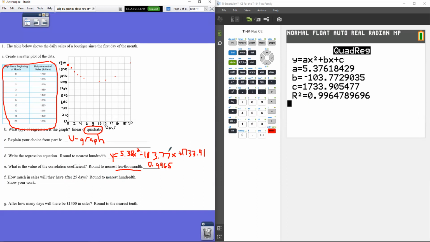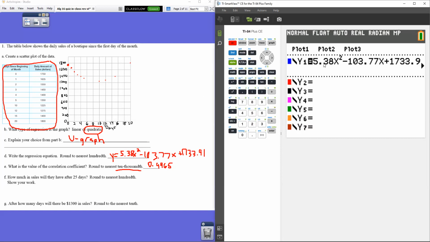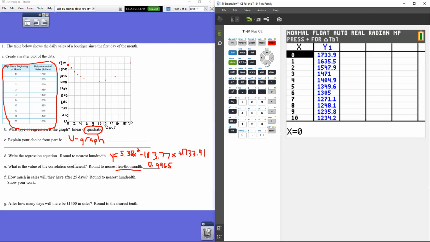How much will they save after 25 days? So after you have your equation here, you need to type it into your y equals. To save a little time, I already typed it into my y equals. So now that it's in my y equals, I can hit second and table and go all the way down to 25. Another way to do this one is to sub in the 25 for x squared and for x, and then figure out your number. So 5.38 times 25 squared minus 103.77 times 25 plus 1733.91. The easier way is just to go to your table.